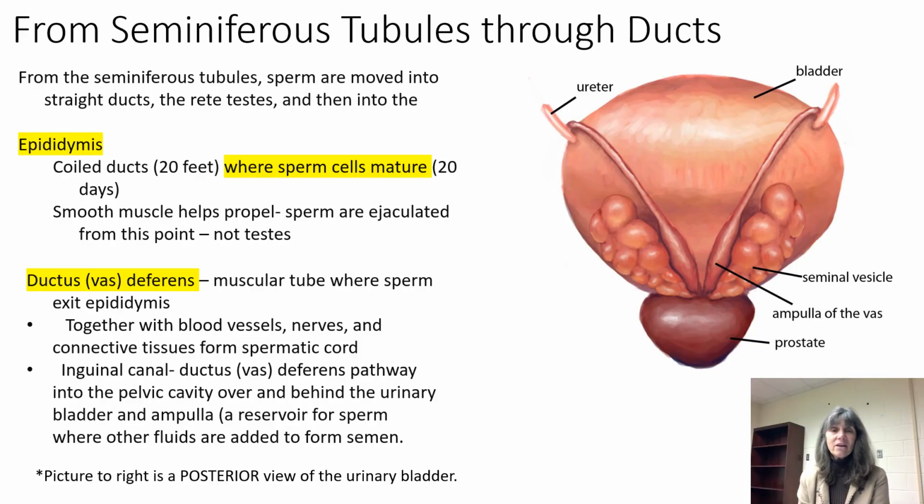over and behind the urinary bladder and expands into a structure known as the ampulla of the vas deferens. You can see that in this picture on the slide because we're looking at a posterior view of the urinary bladder. So the ampulla forms a reservoir for sperm where other fluids can be added to form semen.